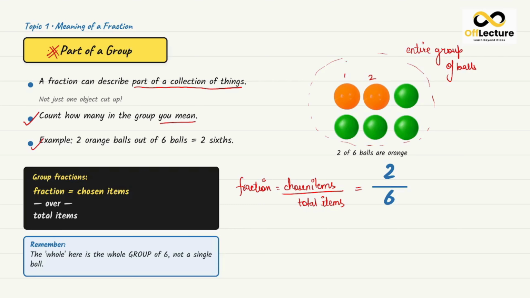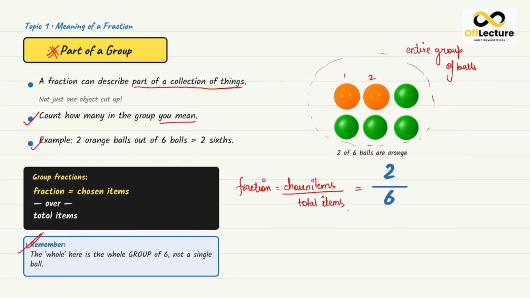So here the whole is the entire group of balls and not a single ball. Okay. You have to remember this. So in this case, where we are considering part of a group, the fraction is chosen items divided by total items, which becomes 2/6.